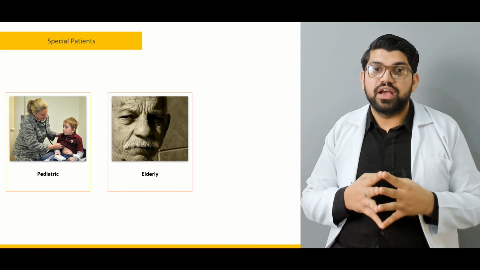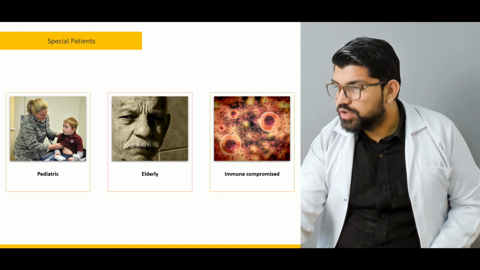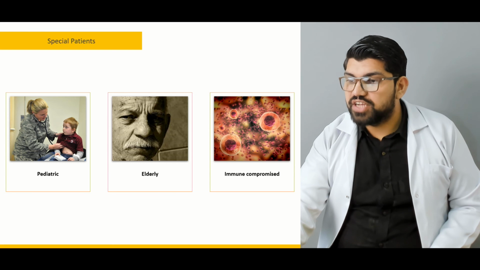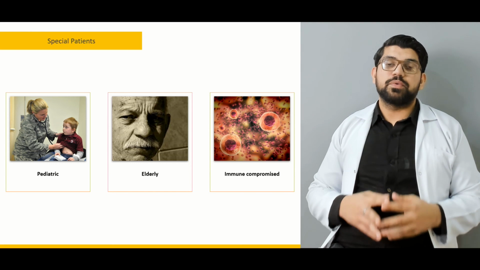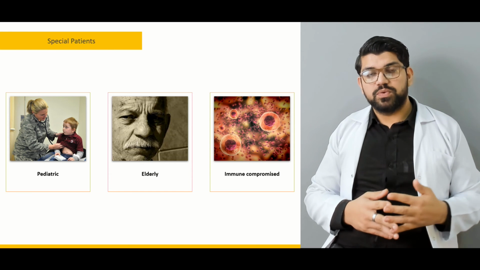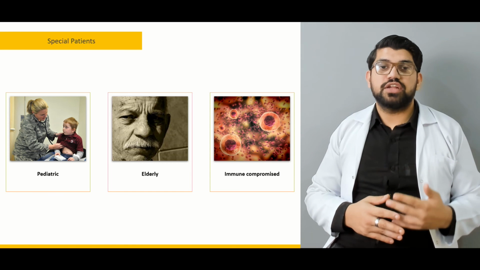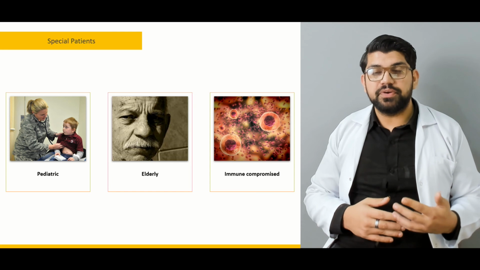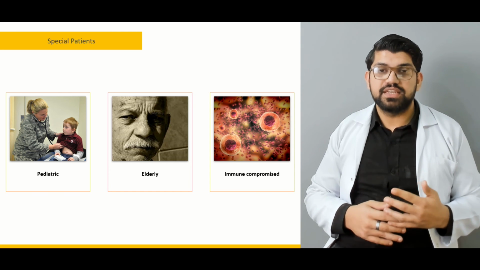Moving on to immunocompromised patients. Patients who are immunocompromised or on steroid therapy tend to have increased chances of gastric ulcers, and they tend to have recurrent infections. So these patients need extra attention and should be given high priority because of the tendency to rebleed due to their persistent immunocompromised status.